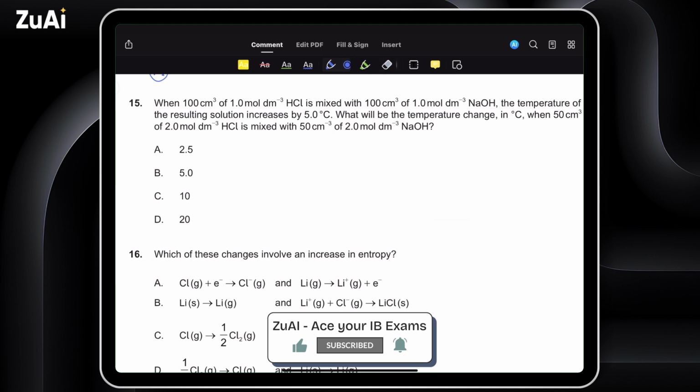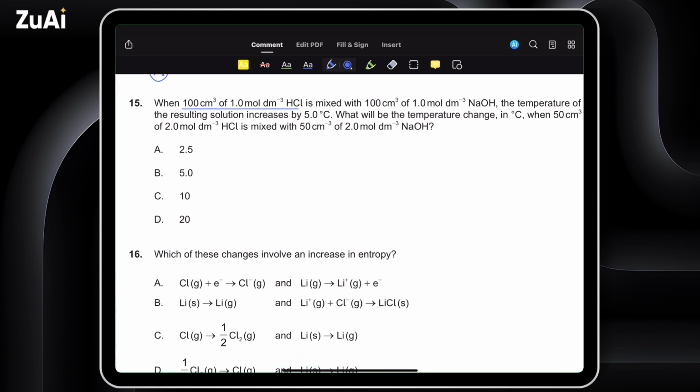So when 100 cubic centimeter of 1 mole HCl is mixed with 100 cubic centimeter of 1 mole of NaOH, the temperature of resulting solution is increased by 5 degrees Celsius. What will be the temperature change when 50 cubic centimeter of 2 moles? So we have 1 volume of HCl 0.1 decimeter cube.